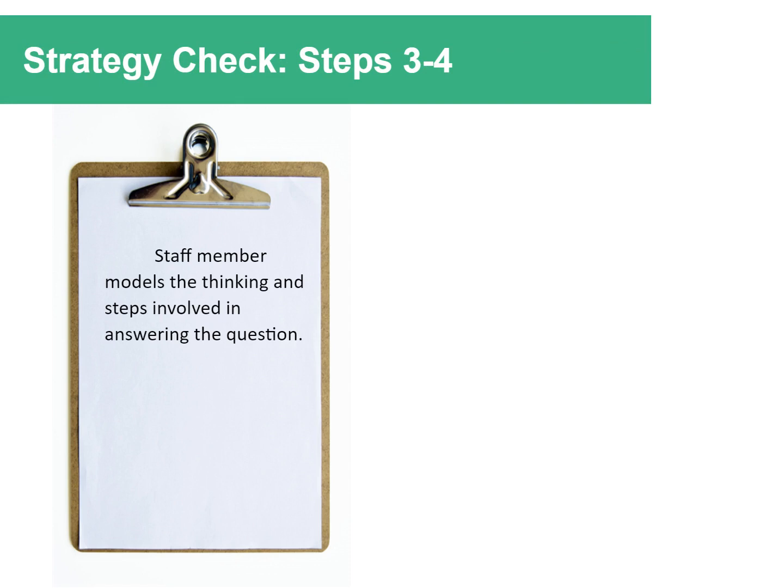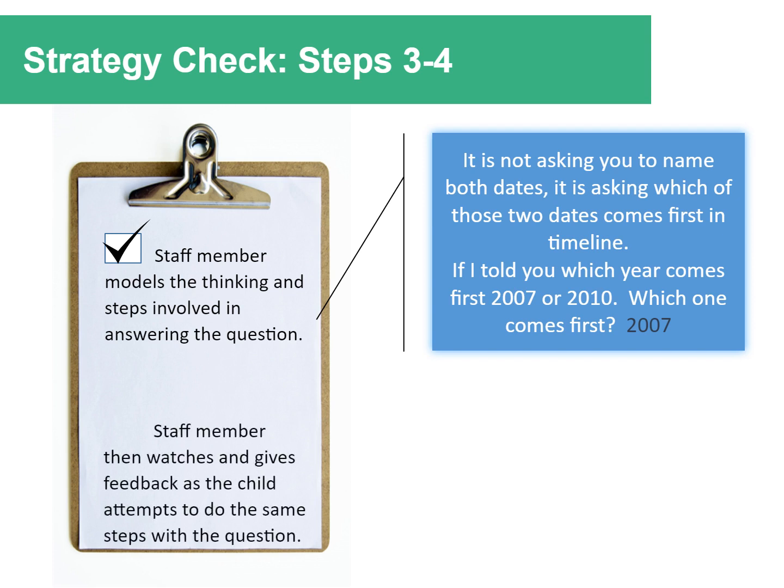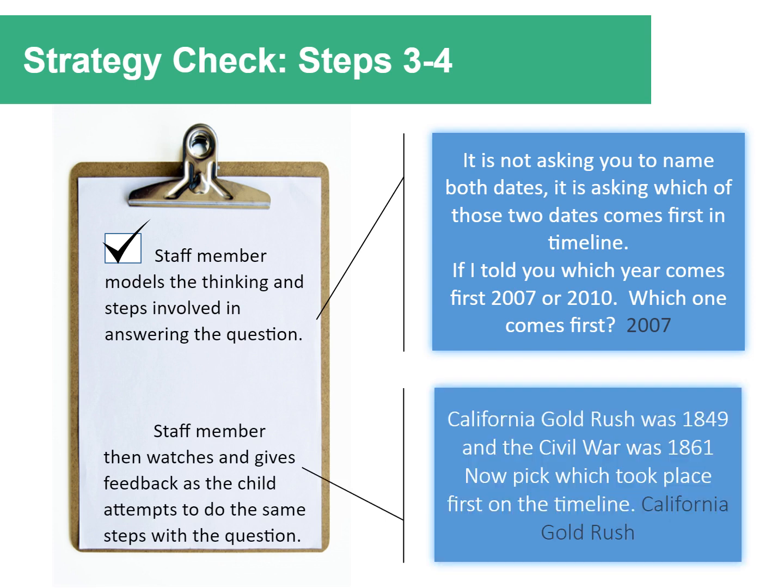The video clip shows a staff member modeling and thinking through all the steps involved in answering the question. She says it is not asking you to name both dates, it is asking which of those two dates comes first in the timeline. If I told you which year comes first, 2007 or 2010, which one comes first? And the student answers 2007. The staff member then watches and gives feedback as the child attempts to do the same steps with the question. California Gold Rush was 1849 and the Civil War was 1861. Now pick which took place first on the timeline, and the student answers California Gold Rush.